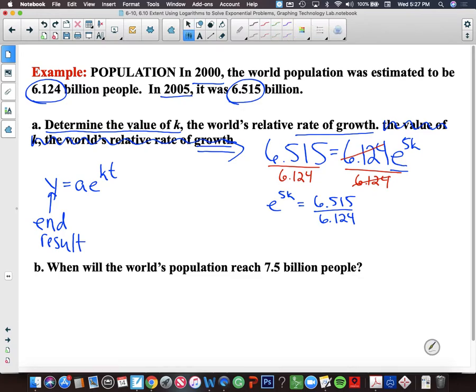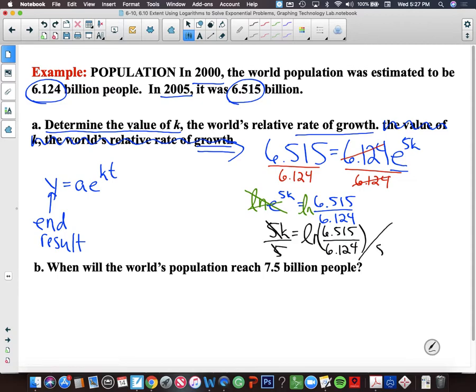How do we get rid of the e? We want to natural log both sides, right? Because remember, natural log is the inverse of e. So we want to do the inverse to cancel out the e, but we have to do it to both sides. So those cancel here. Then we have just a 5k on the left. 5k equals natural log of 6.515 over 6.124. Those are inside the natural log there. So then we just have to divide by 5, and then you get your answer.